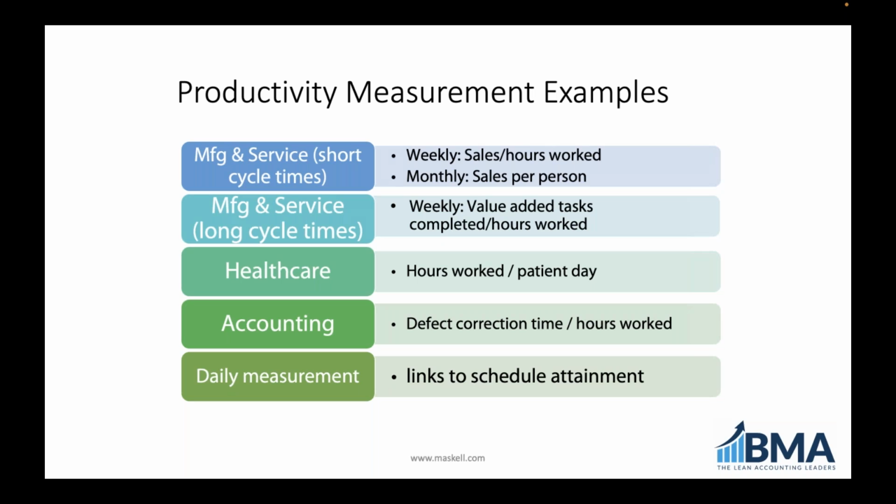Healthcare, hours worked per patient day. Accounting, how much time are we spending correcting defects divided by the total hours worked? Because if we improve quality, we'll spend less time on the defect correction and therefore have more time to create value. And again, schedule attainment links to productivity. If every cell in a value stream is hitting its schedule consistently, it will then drive improvements in productivity.